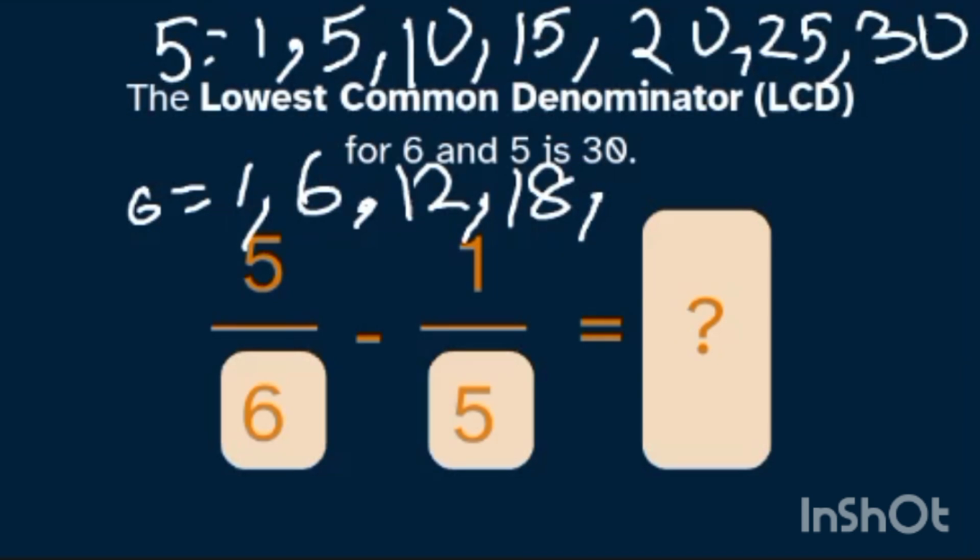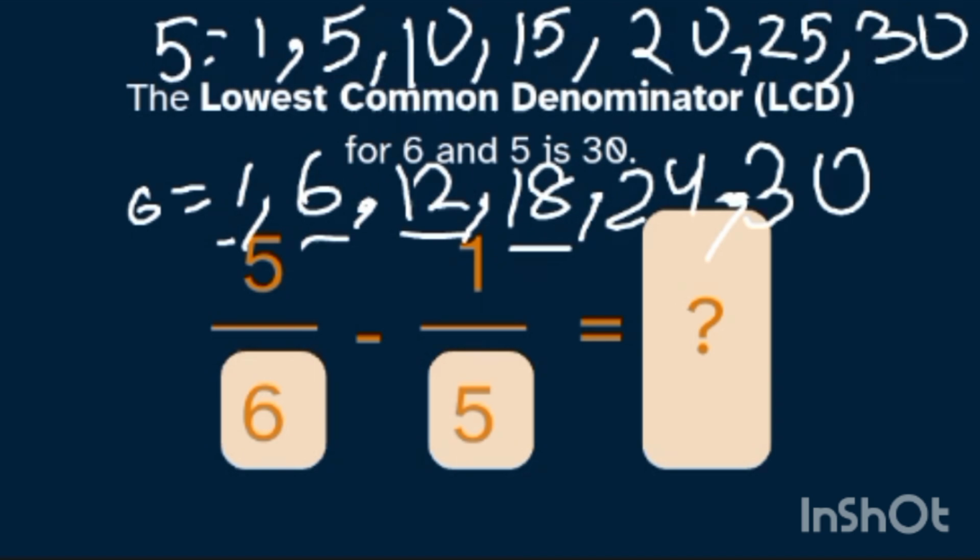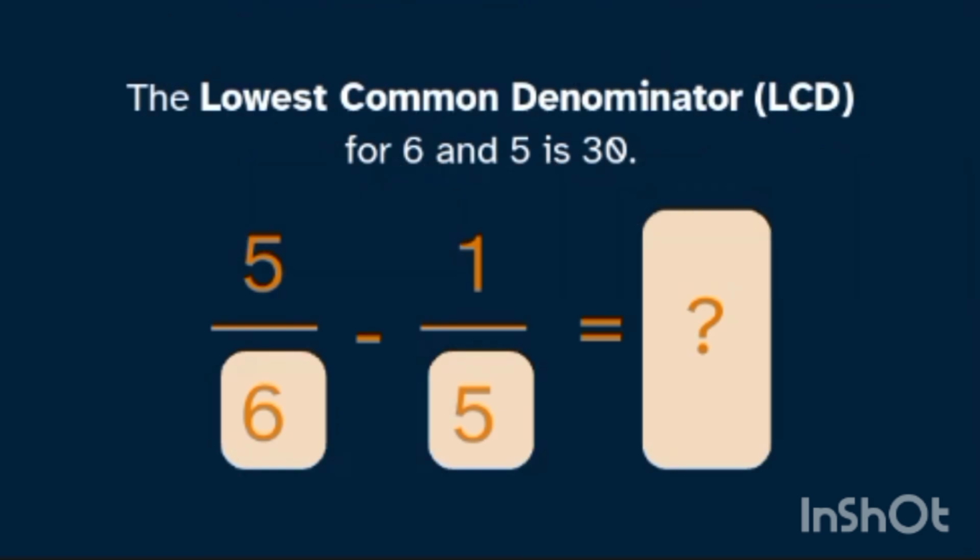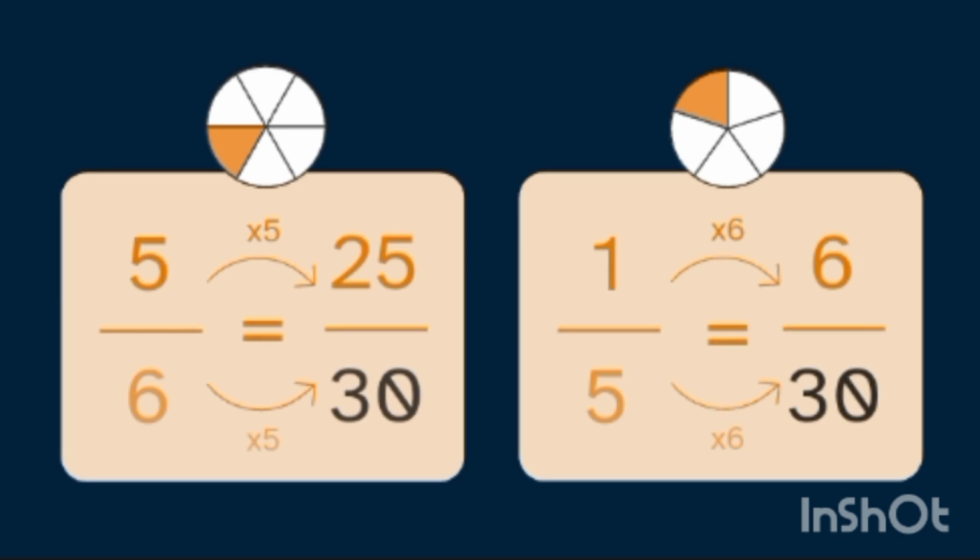You just need to multiply it. So 6 times 1 is 6, 6 times 2 is 12, 6 times 3 is 18, 6 times 4 is 24. You just need to find the multiples. So you have 6, 12, 18, 24, and then 30. Now you can see you have the common number, which is 30. So it means your lowest common denominator is 30.